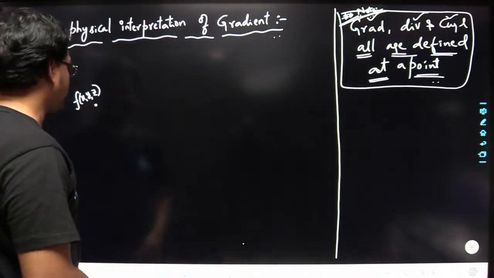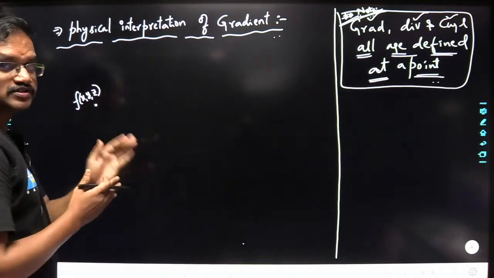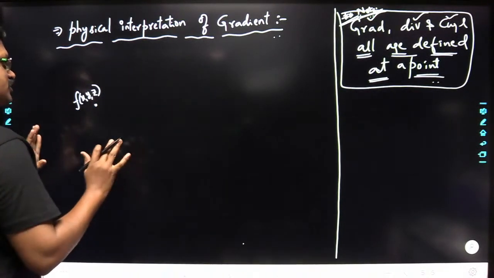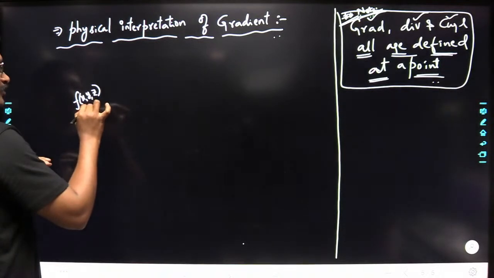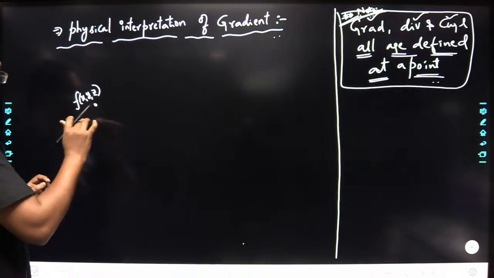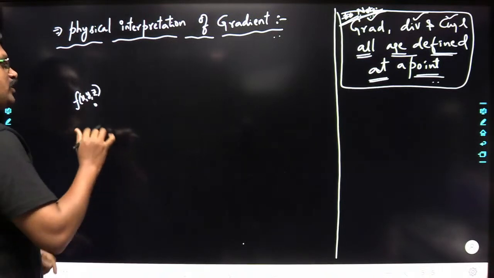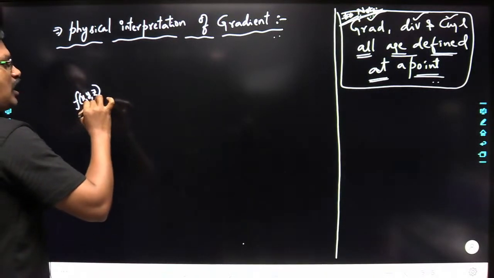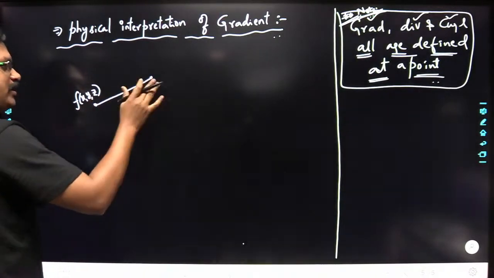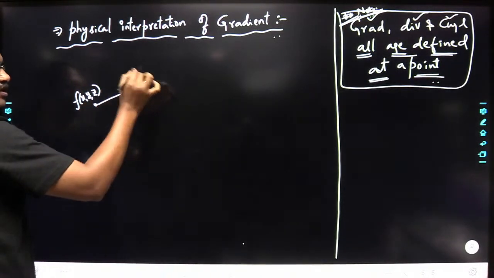Now coming back, we are trying to see the physical interpretation of this gradient. I am considering some scalar function distributed here, and a point here. The value of the function at this point is f of x comma y comma z. From this point I have moved to some other location.